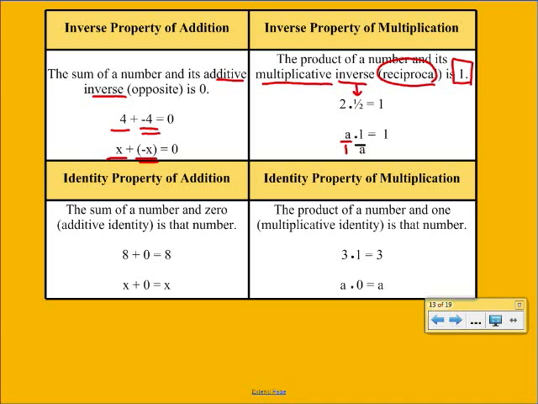In the identity property of addition, the sum of a number and 0 is always going to be that same number, and you can see that in both of our examples here. And the identity property of multiplication says the product of a number and 1 would be that number, and we can see that in our examples here. Now let's pay attention to the vocabulary. The additive identity is what we call 0. And the multiplicative identity is what we call 1 in this case. Those vocabulary words are important for you to know.